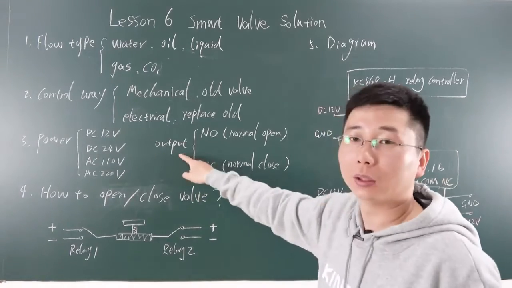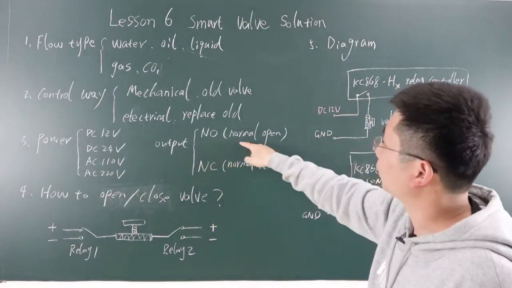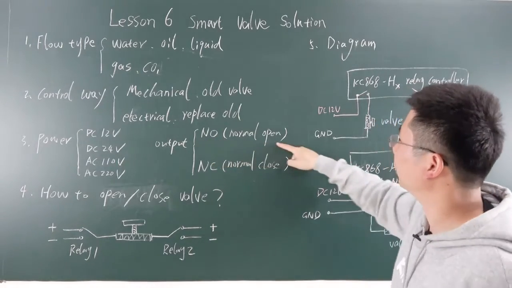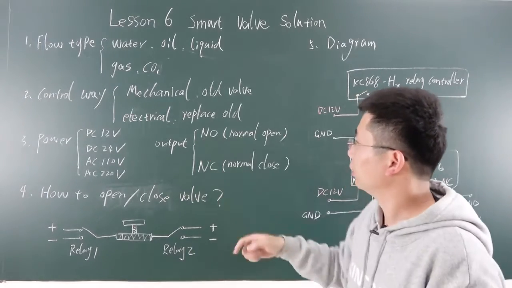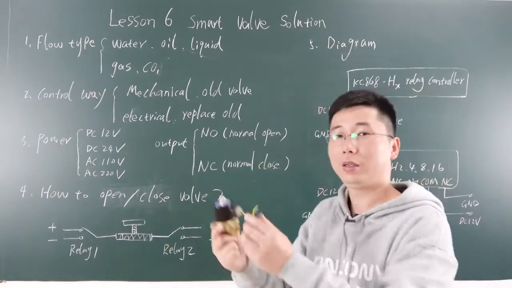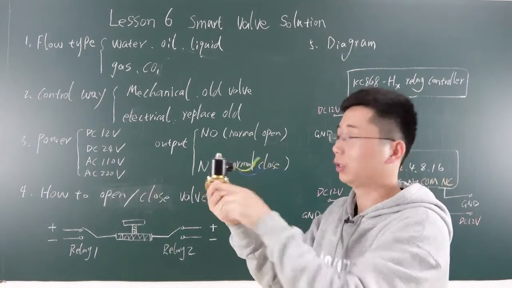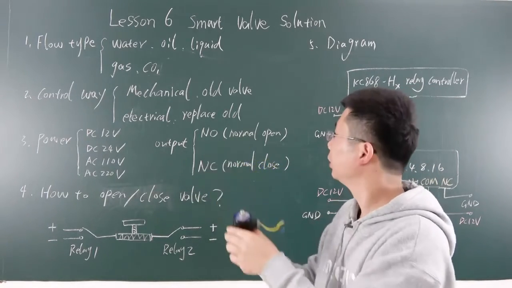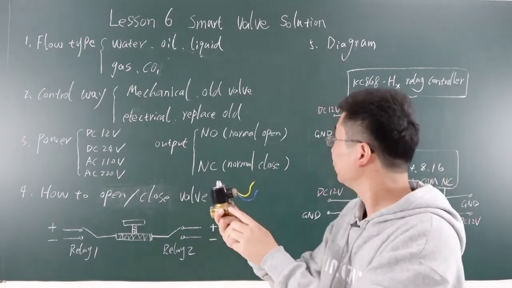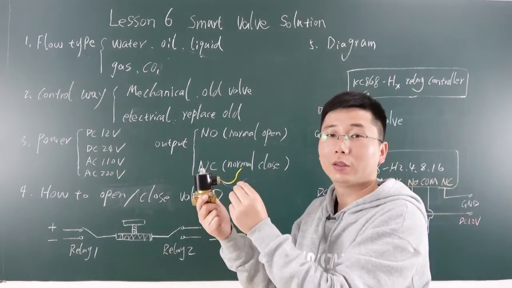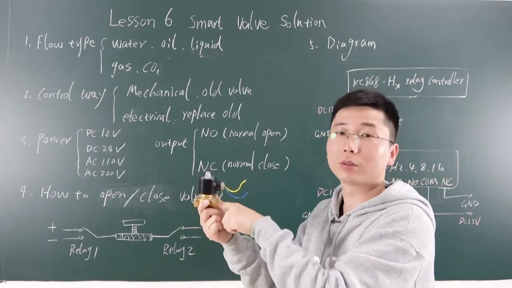And the output, because this one has different output types. It's normal open and normal close, just NO and NC. Normal open means when there is no power, the water can flow and go through the valve. Normal close means when the line has no power, the flow is stopped and can't go through the valve.